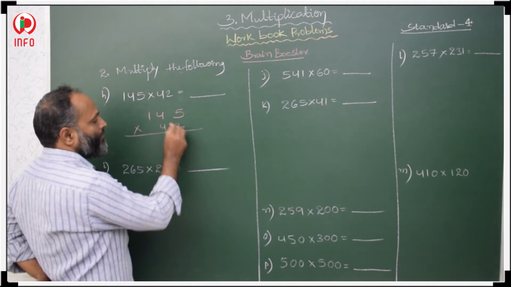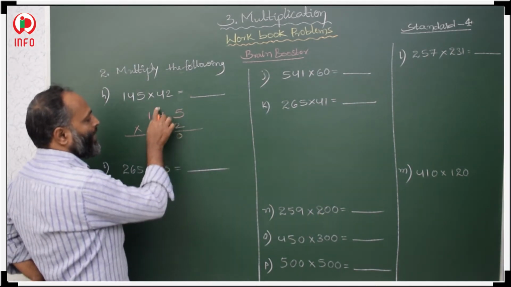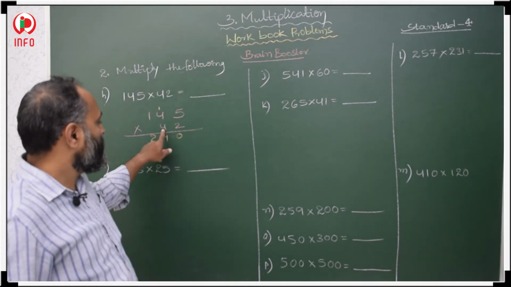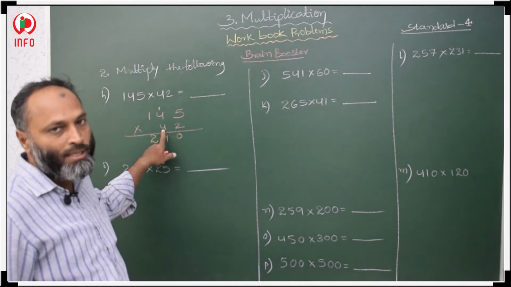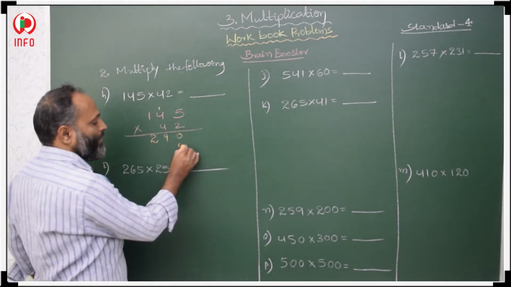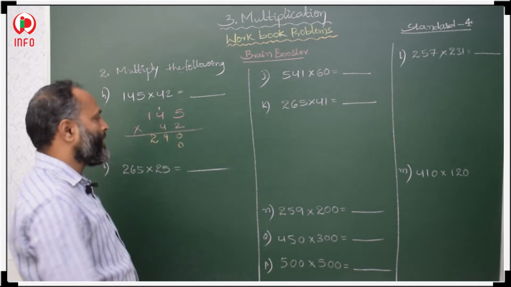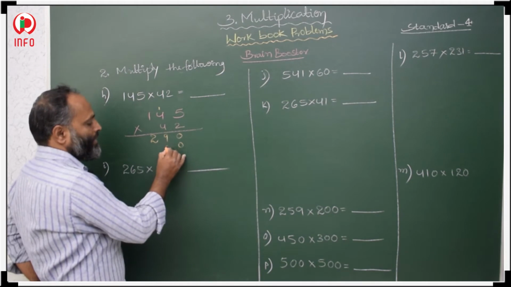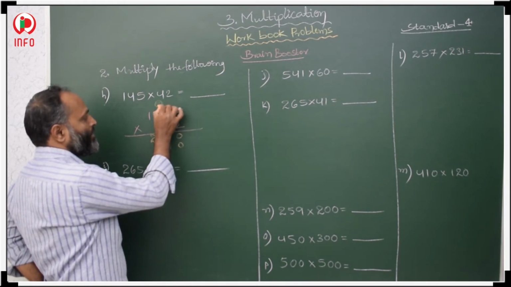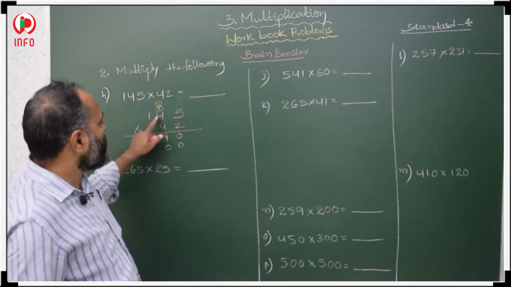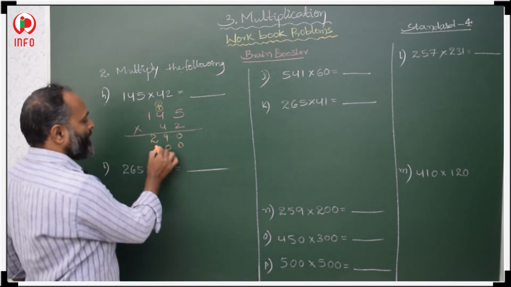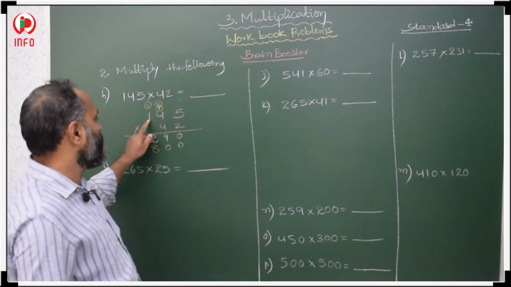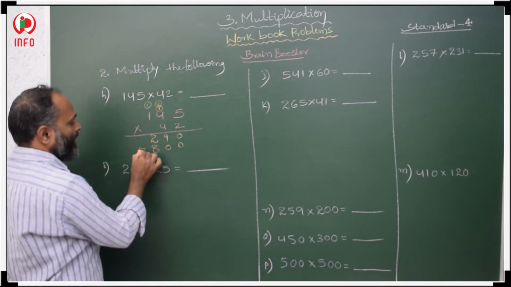2 5s are 10, 1. 2 4s are 8 plus 1, 9. 2 1s are 2. Then after that multiply with 4. 4 is in tens place. So you take a 0 in ones place. Then after that 4 with 5. 4 5s are 20. 0 in tens place, carry over on tens place. 4 4s are 16, 17, 18. 8 in hundreds place, 1 carry over on hundreds place. 4 1s are 4, 4 plus 1, 5.